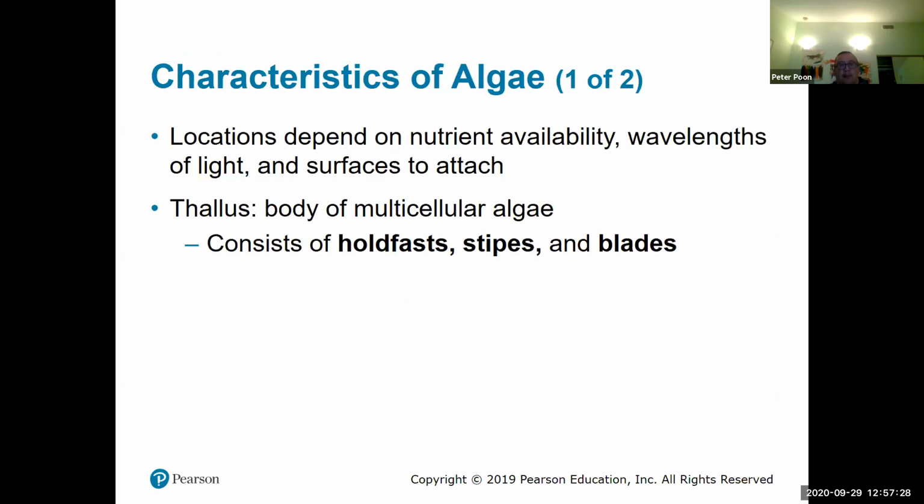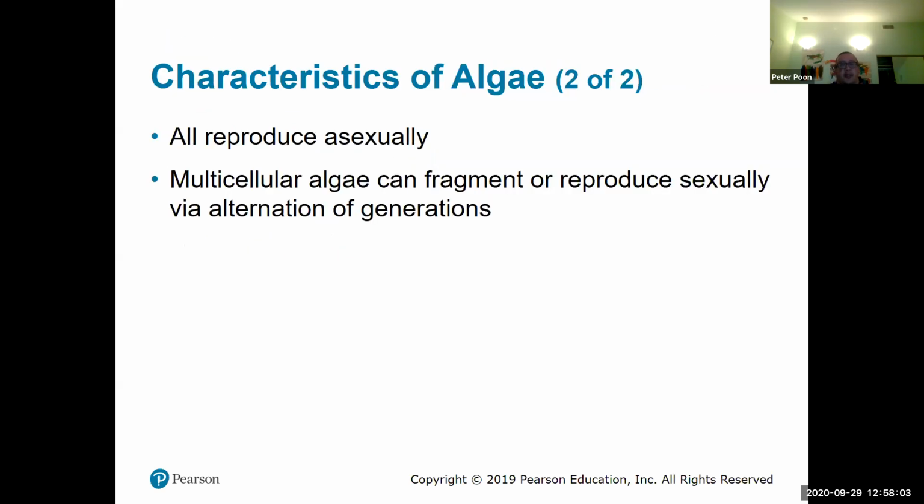So the thallus is the body of the multicellular algae. There's unicellular algae as well. It consists of holdfast, stipes, and blades, otherwise known as roots, stems, and leaves. That's what they look like. They're not actually leaves, and they're not actually stems, and they're not actually roots, or like really important scientific definitions, but not things that you have to know.